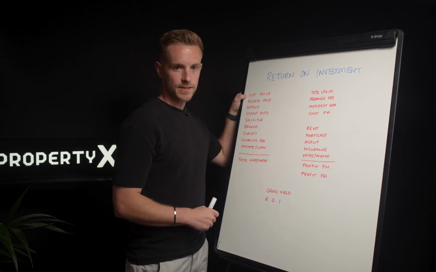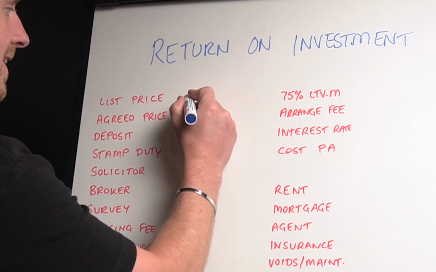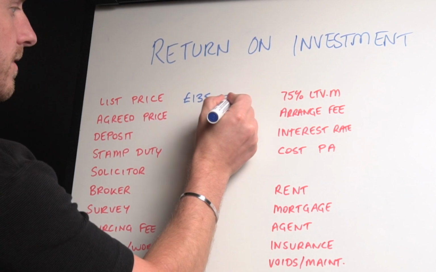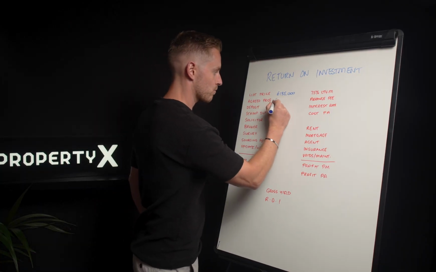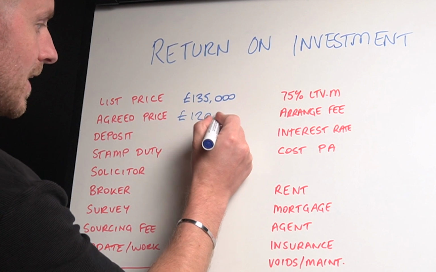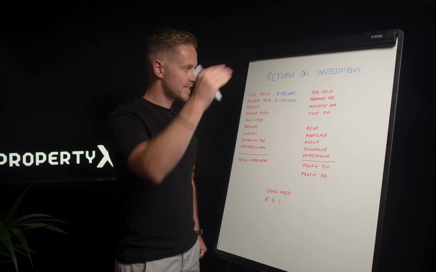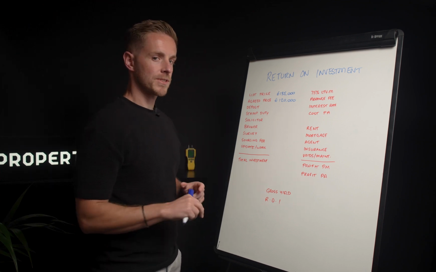Now, first things first, list price. Let's assume that we found a property and that this was listed for £135,000, but we have not paid £135,000 for it. We have agreed to buy it at £120,000. So a nice little discount there. It's sitting on the market and we're going to buy this as a turnkey property and rent it out.